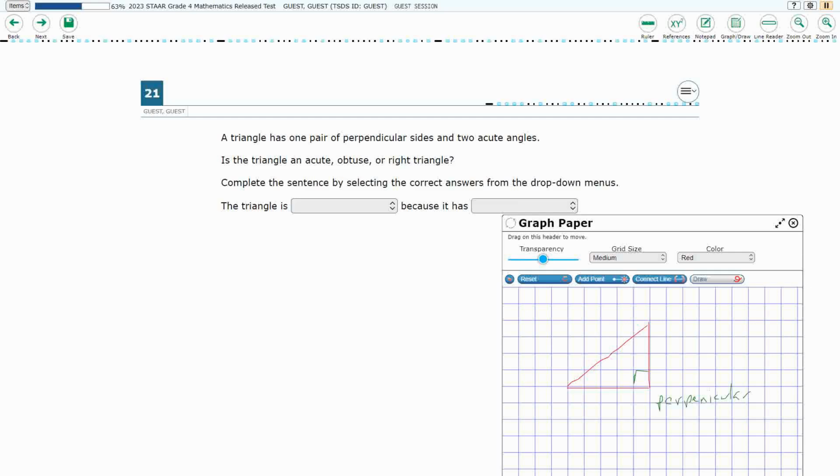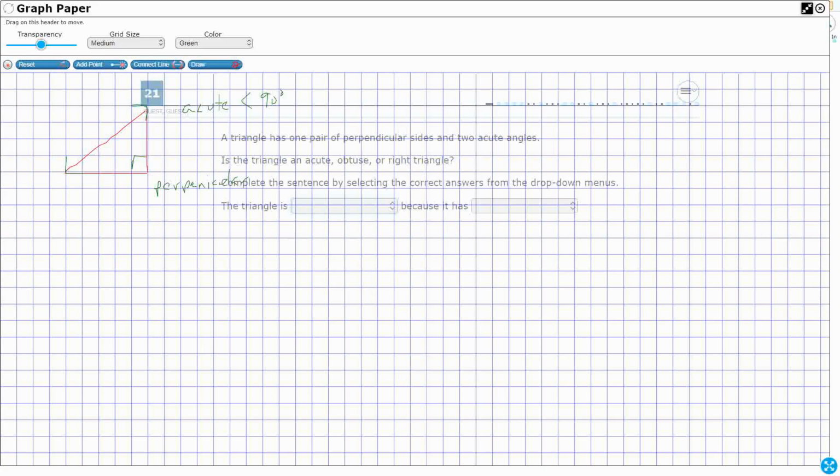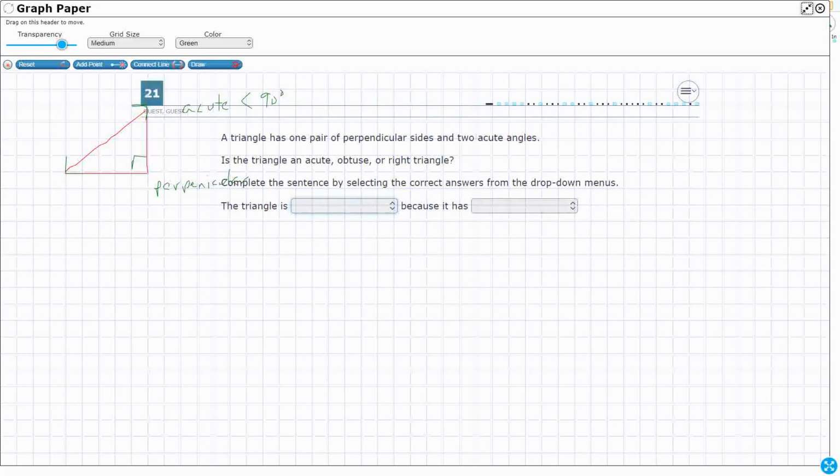Okay, so what does that mean? Well, acute means it is less than 90 degrees, less than a right angle. So look, that's my right angle right there. You see how that angle is less. Same with this right here. Okay, so I've got my triangle that fits both of those. Is the triangle an acute, obtuse, or a right triangle? Well, what do I know about those three types of triangles? Okay, so let's increase that a little bit. Those three types of triangles.